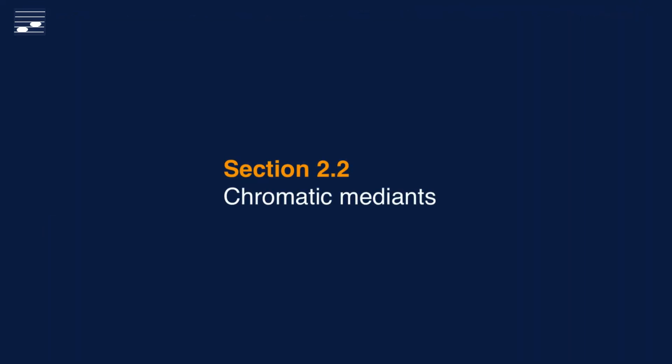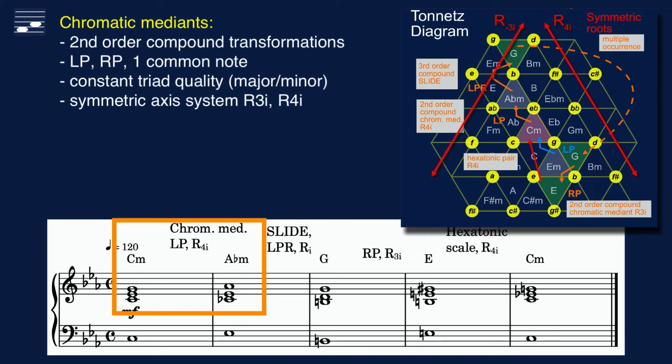Now we'll analyze each triad pair. The progression contains several chromatic mediants. These are second-order compound Riemannian transformations. This implies 2 moves in the tonnetz, indicated by the label LP, which stands for leading tone parallel, and RP, relative parallel. The first example is the combination of C minor and A flat minor.